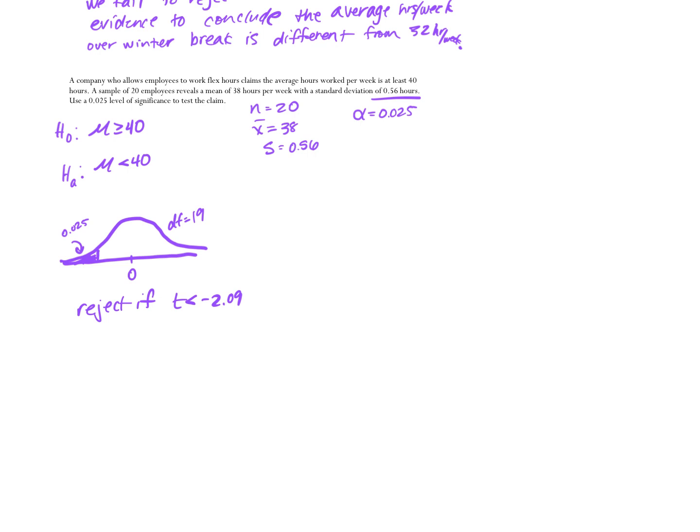All right, now what? We choose t-test because we've got to figure out what t is. This time what we have are the summary statistics. The X bar was 38.